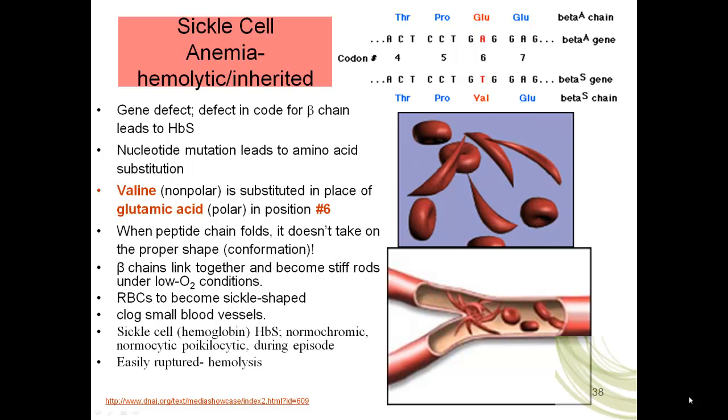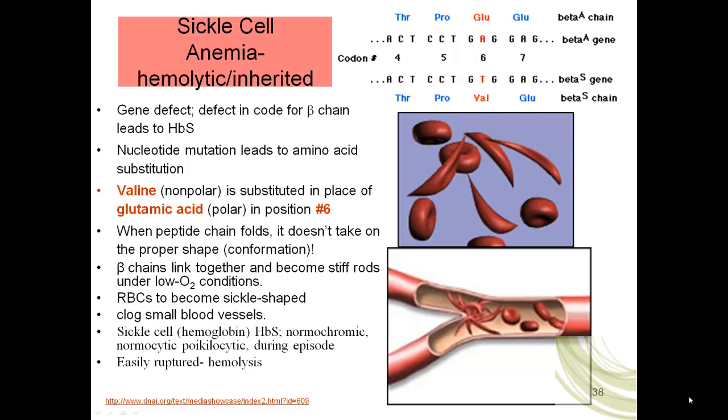Again, the mutation occurs in the beta globin gene. Under low oxygen conditions with sickle cell disease, the beta globin chains form these rod-like structures, causing the red blood cells to sickle, as shown in the animation in the middle here. And these sickled red blood cells can block and occlude blood vessels, which is shown down here at the bottom picture. So the sickled cells, when someone has sickle cell disease, the type of hemoglobin they have we call HbS.